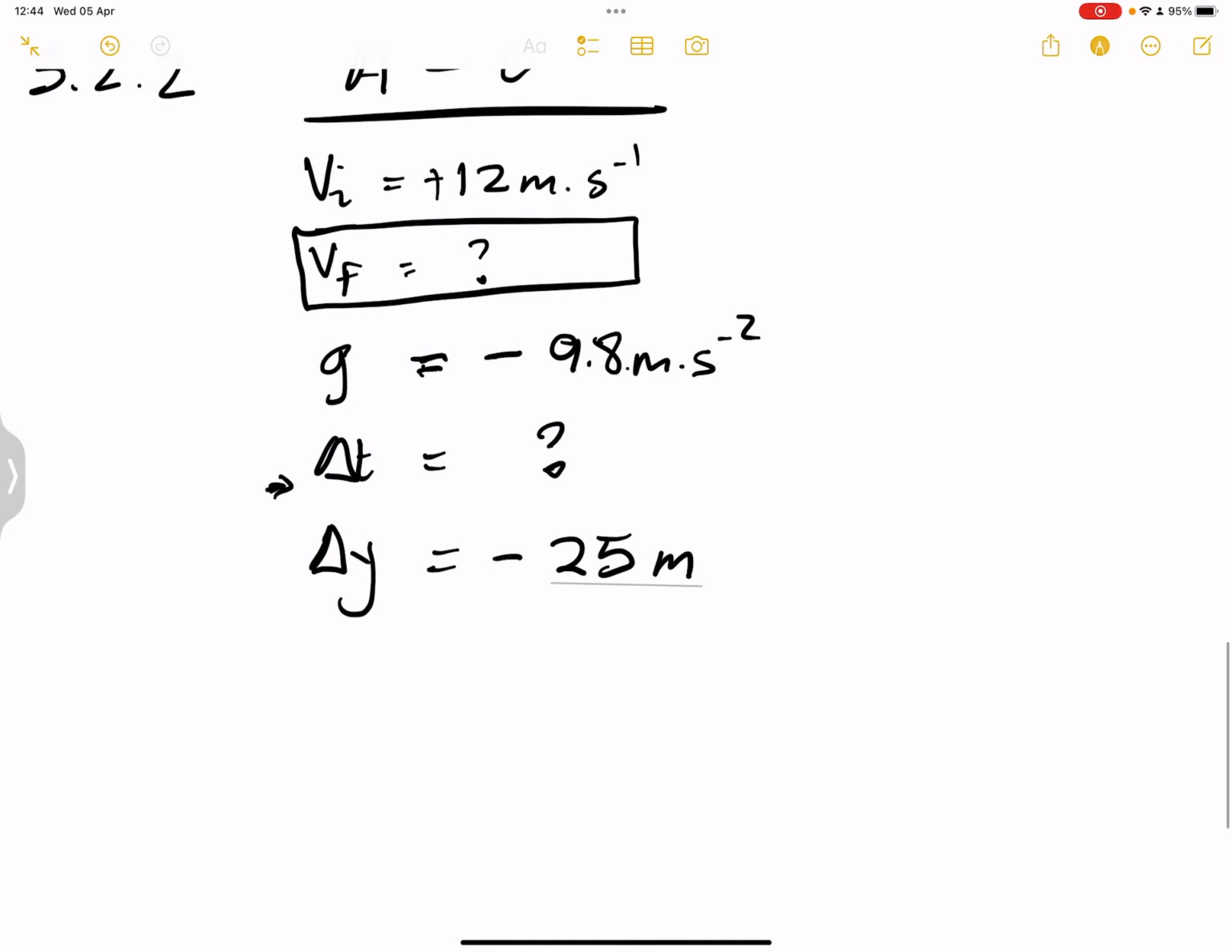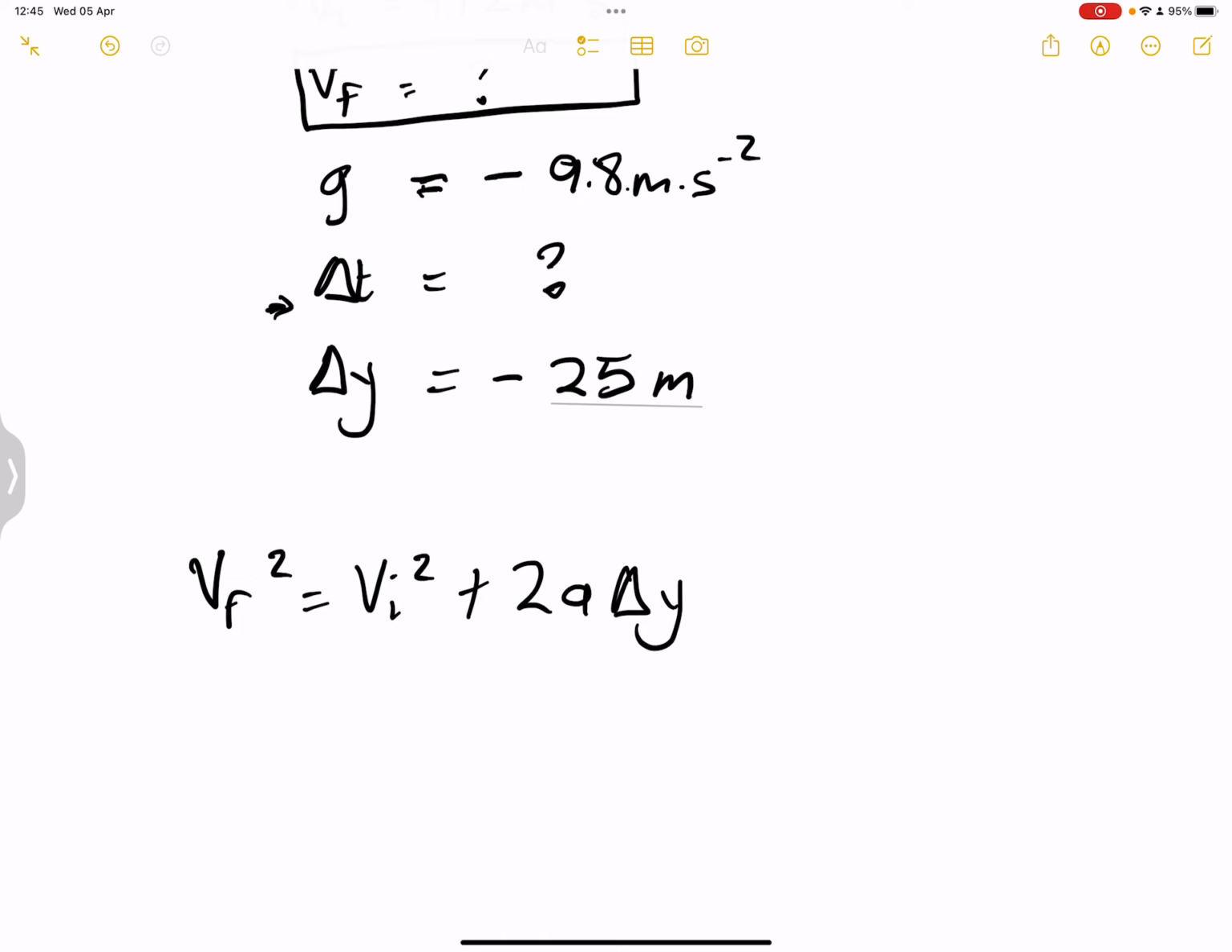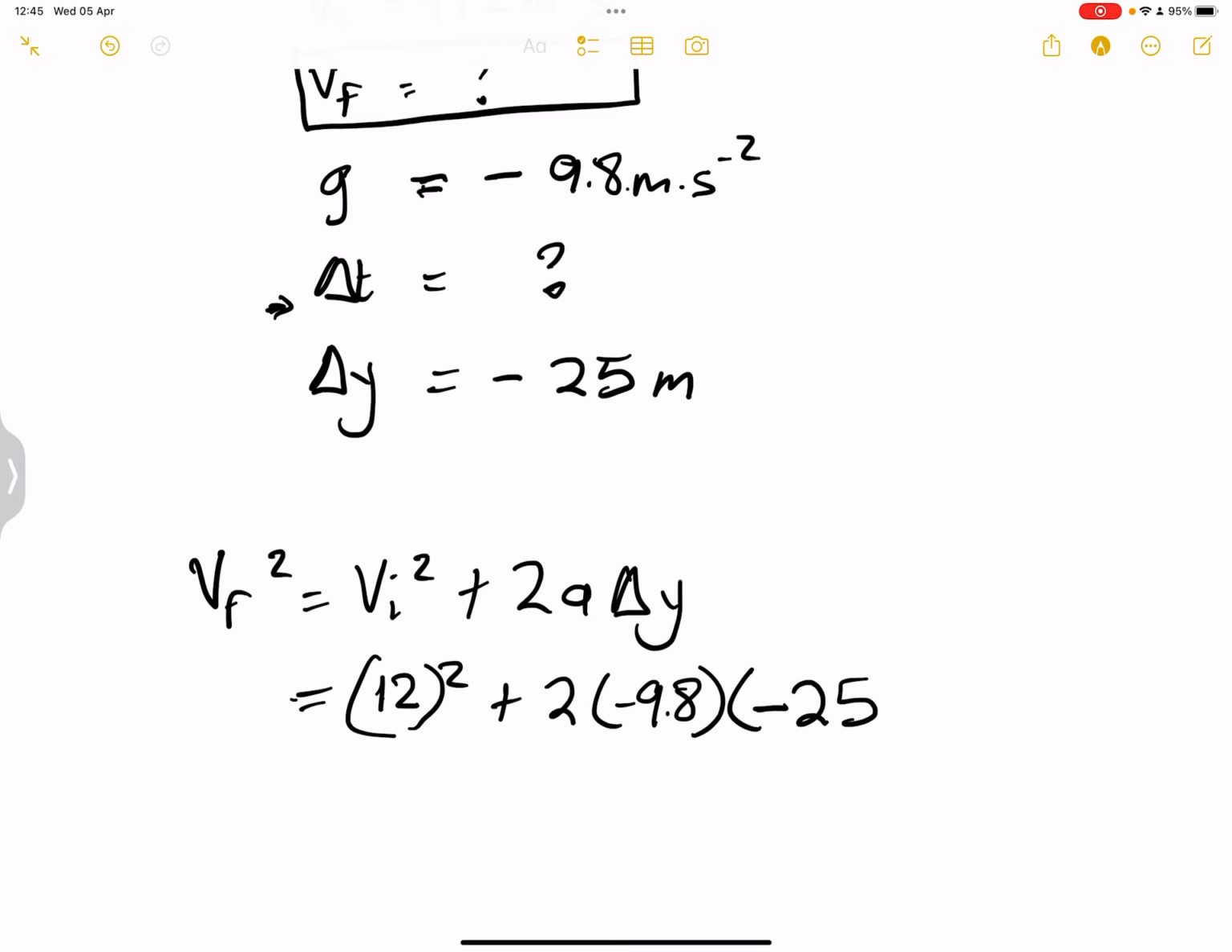So which equation? Of course, it will be the second equation, Vf squared equals Vi squared plus 2 times a delta y, right? So in this case, what is our final velocity? That's what we're looking for. So our initial velocity, we said it's positive 12, but remember it is squared, plus 2 times our a is negative 9.8, and our displacement is negative 25. Okay, now remember, because we're looking for Vf, right?